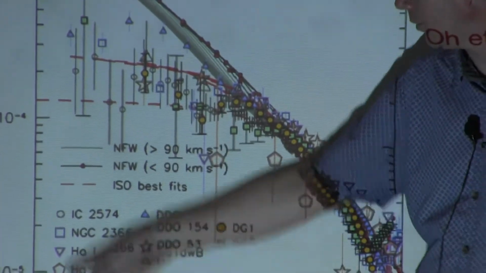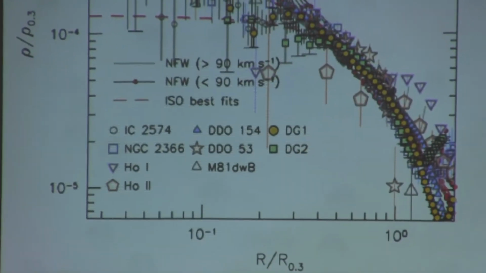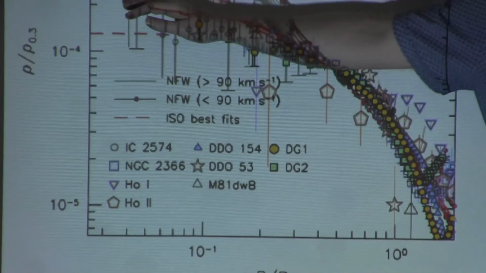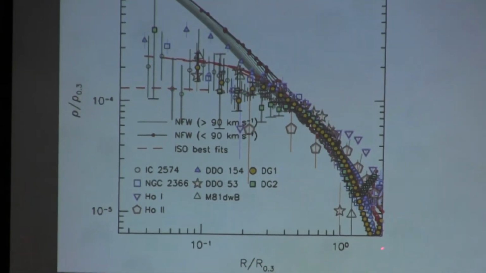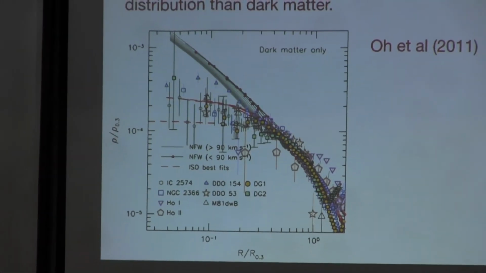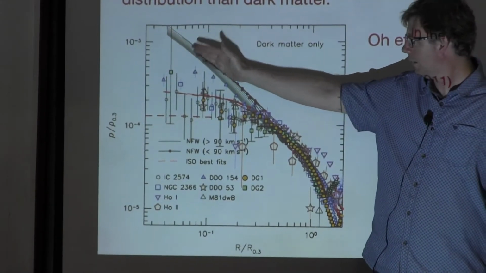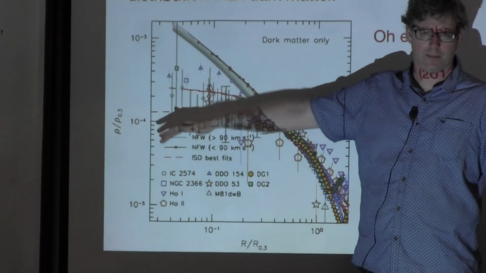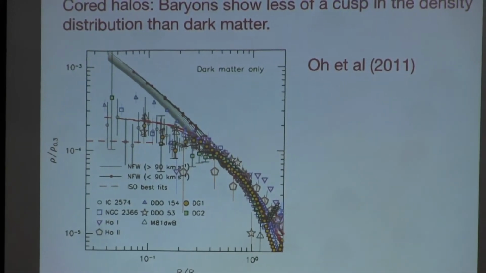As a function of radius, it's a density. Okay, that's simulations, and these are data. So you can see the data actually work really well in this region, but they're flatter in the center than what the dark matter simulations say. Okay, they're less dense. So that actually would help in the previous plot.